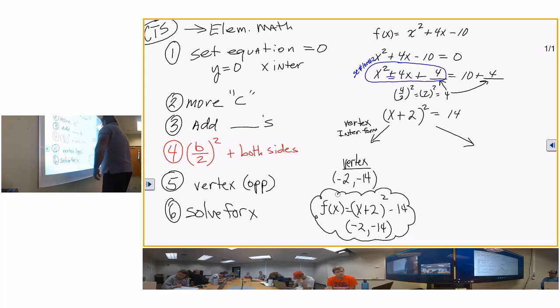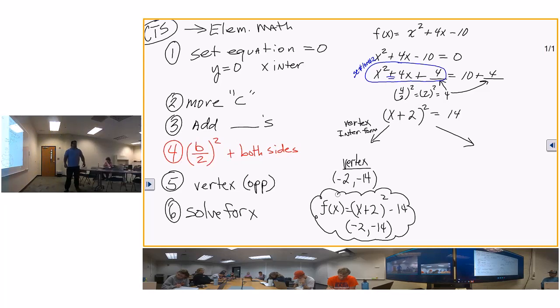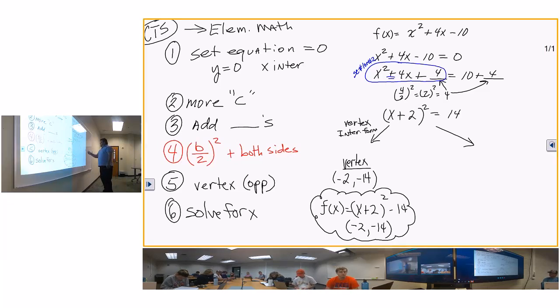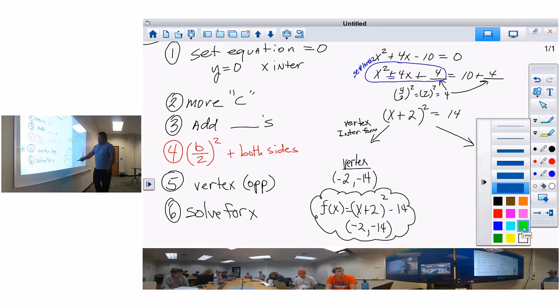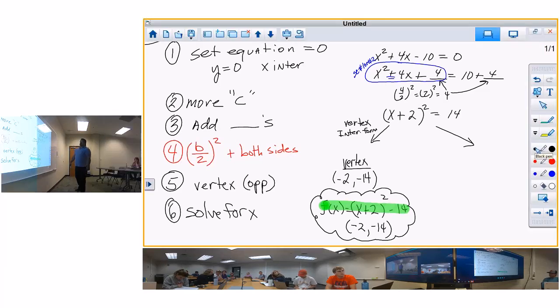Now I will do this for the first couple of problems, but I will not do it all the time because I don't care about it. But the homework and the test, they may want you to put it in this form. And let me just highlight it in green. This form right here. All I care about is the vertex. So that's what you do on the left-hand side.